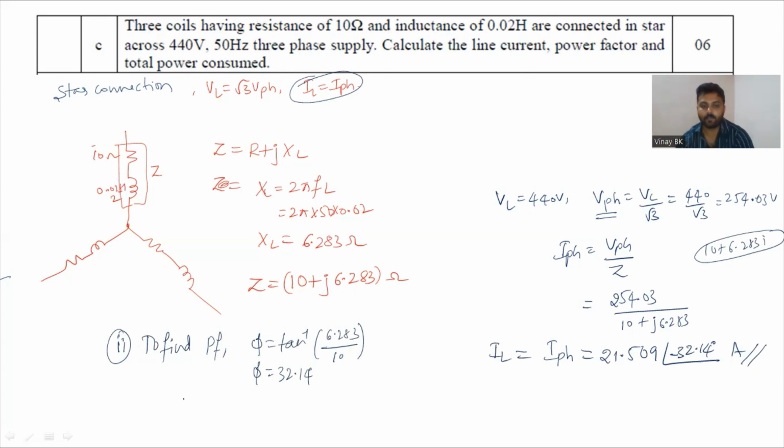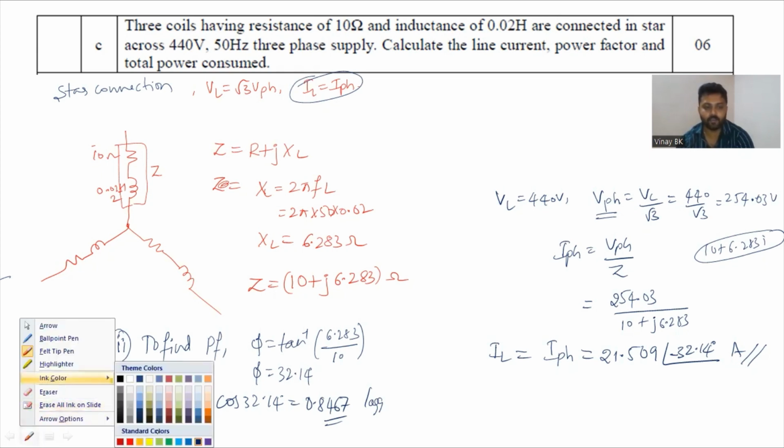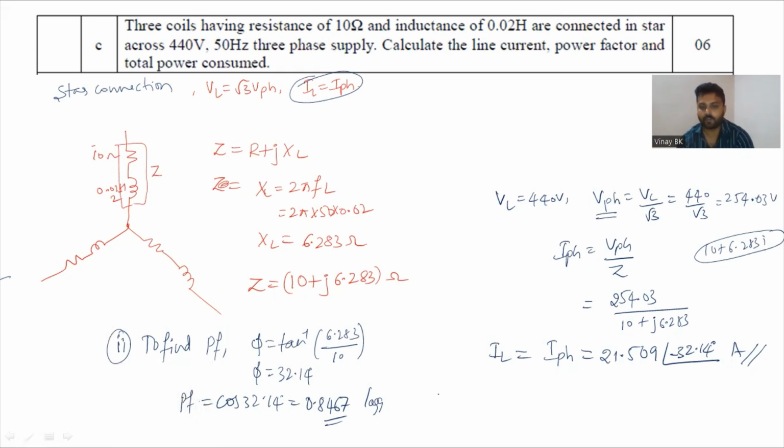So you can get power factor equals cos of 32.14 degree, that is 0.8467 lagging power factor, because it is having inductance. So power factor you calculated, and the last point is to find the value of total power consumed.